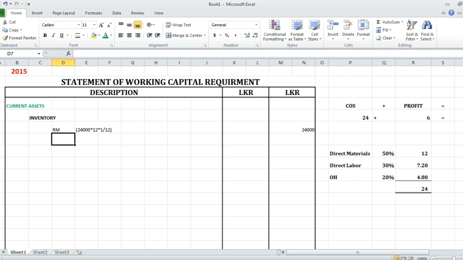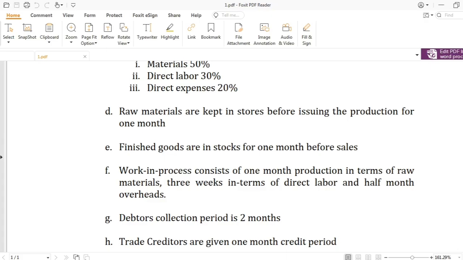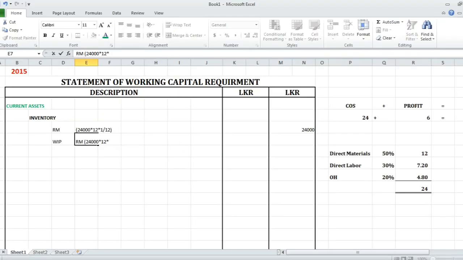Work in progress. Raw material: 24,000 units production annually into 12 rupees cost per raw material into, as work in progress consists of 1 month production in terms of raw material. So the raw material period in work in progress is 1 month, 1 divided by 12, equals 24,000.